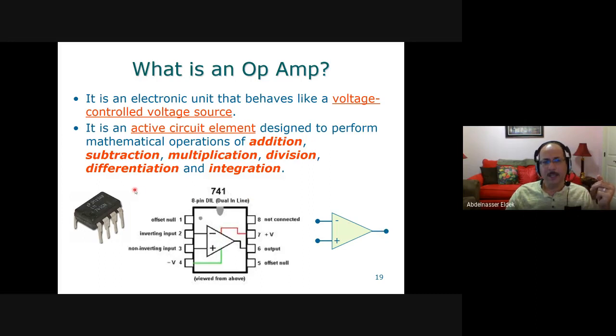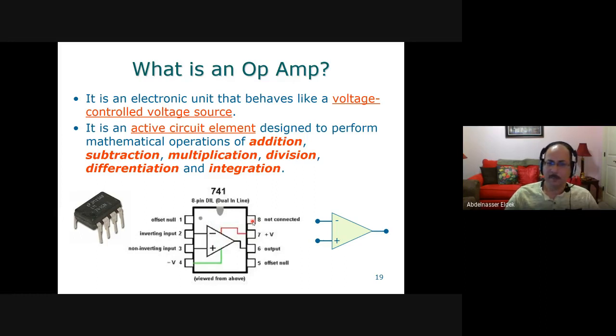In reality, it is a chip like this. It's called an IC, integrated circuit. And this chip has 1, 2, 3, 4, 5, 6, 7, 8 legs. If we want to look inside this chip, here is how it looks like. And this is a notch here. This notch shows you how you number the legs. So this leg is number 1, 2, 3, 4, 5, 6, 7, 8.